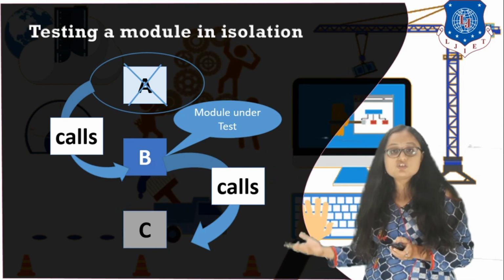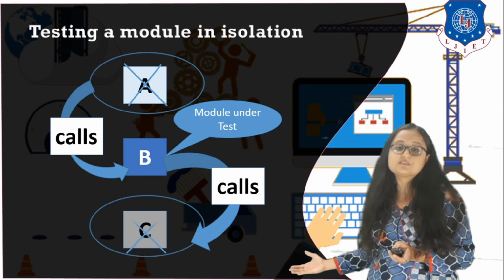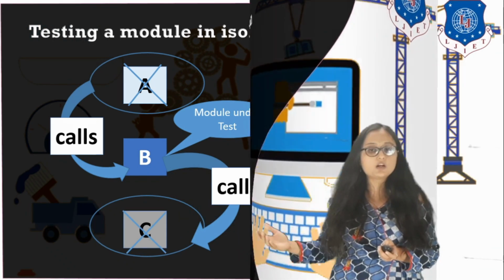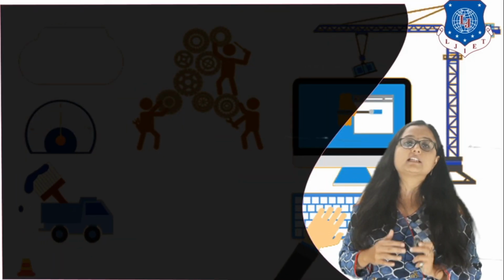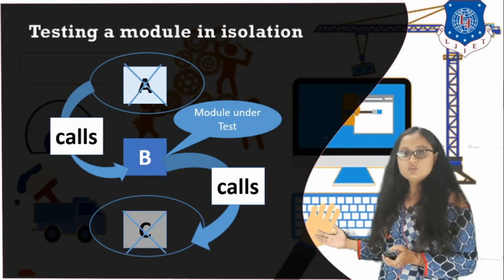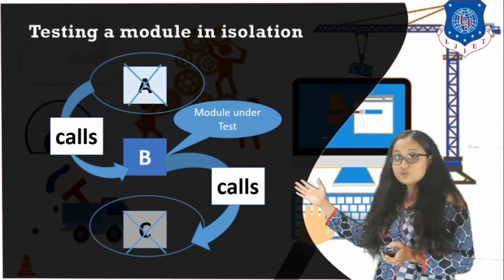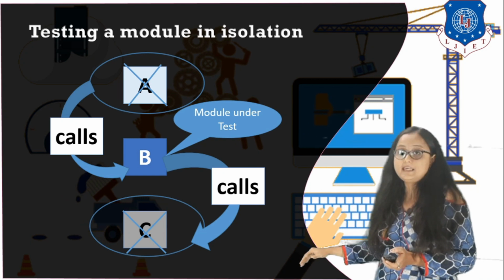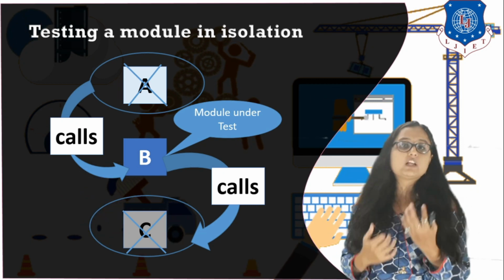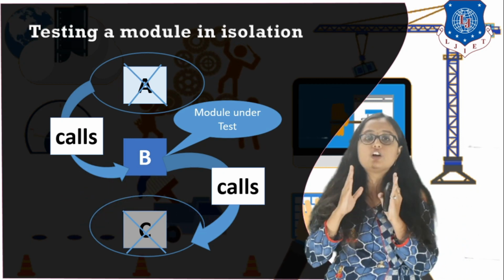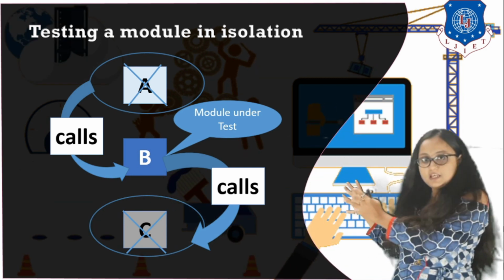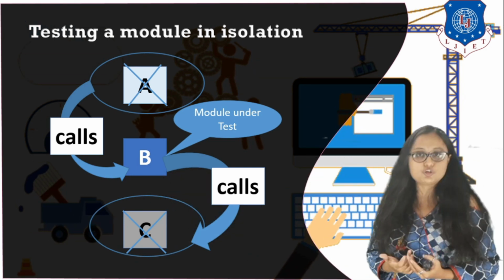Now it is also possible that this module C is being created by some other developer and it is not yet constructed. So what will you do? Will you not test your module B because it is dependent on A and C? Because without the input and output of data, you cannot fully check your module B. It is dependent on the other modules.